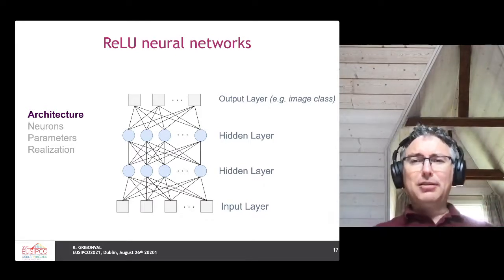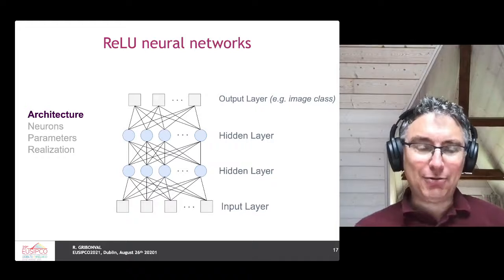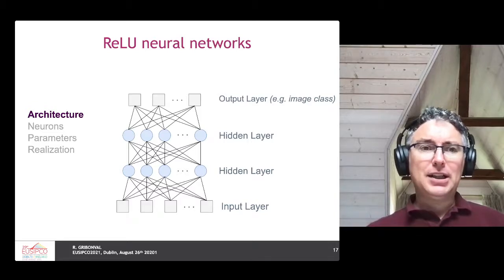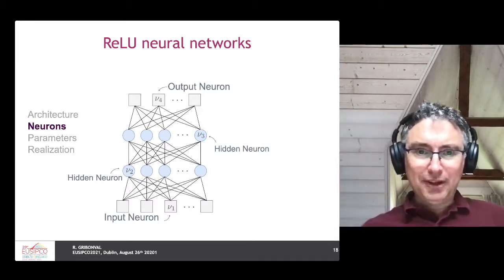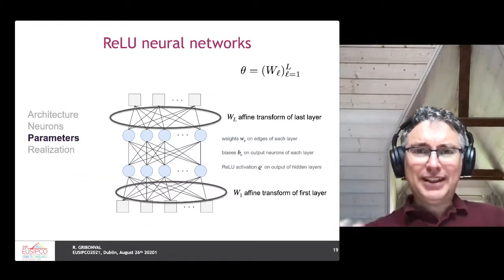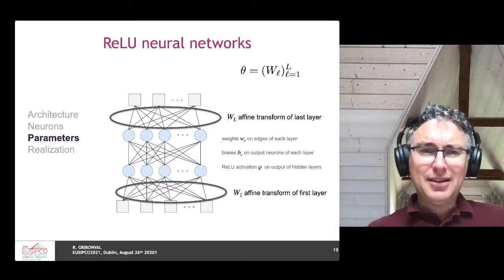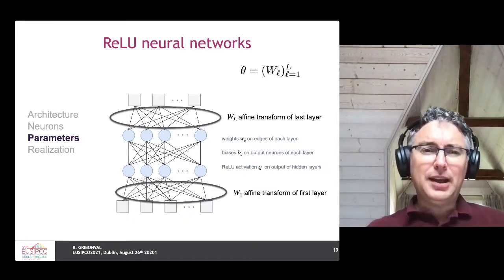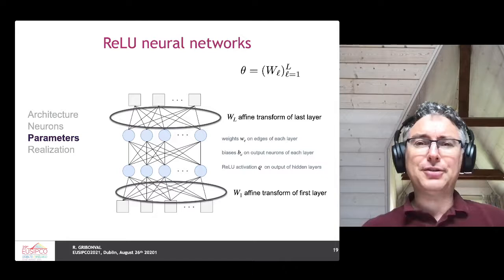So I probably won't get into details because now everybody is familiar with networks, which are made of different layers, some of them being hidden. The layers are made of neurons that we denote nu here. And between layers are affine transforms. These affine transforms are associated to weights on the edges and to biases that are added at the output on each output neuron. And on each hidden neuron, you apply a nonlinearity, which is the ReLU activation function when we consider ReLU networks.